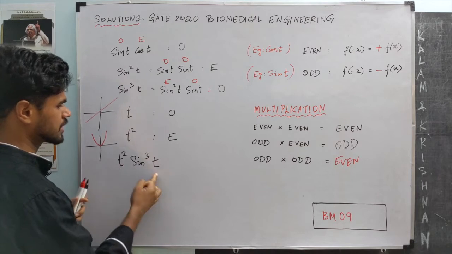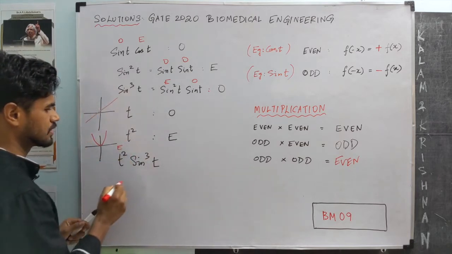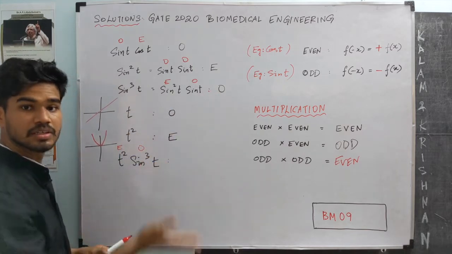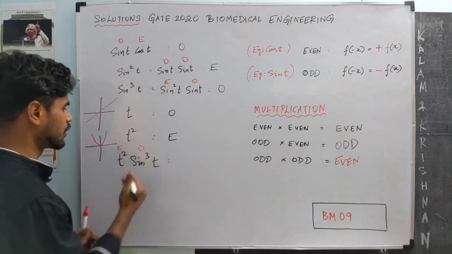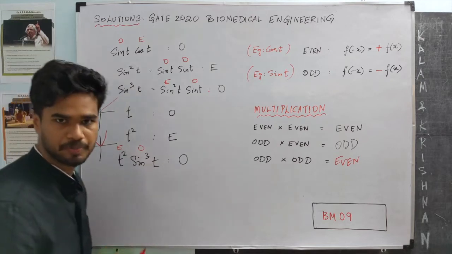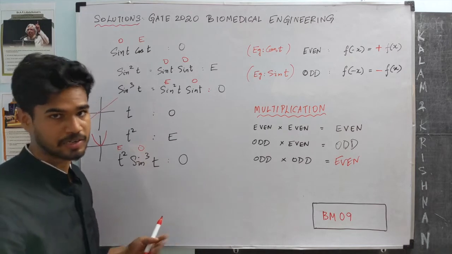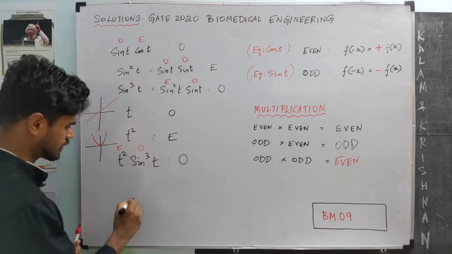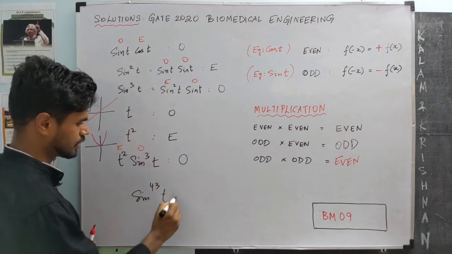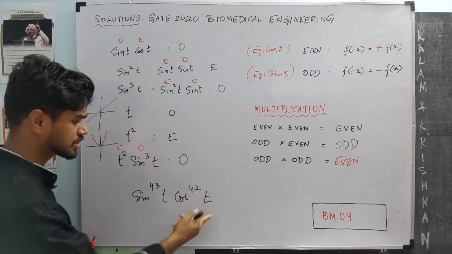Now, how about t square sin cube t? T square, we know it's even. Sin cube t, we know is odd. So how about this product? This product is going to be an odd function. So we know t square sin cube t is odd. Here is some exercise for you to practice and try out. How about sin power 43t cos power 42t? Is this function even or odd?